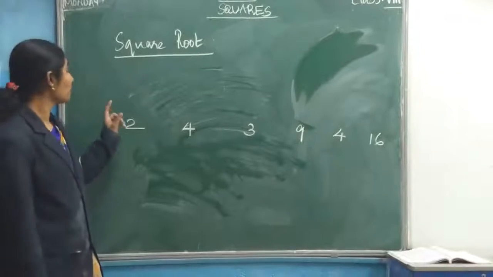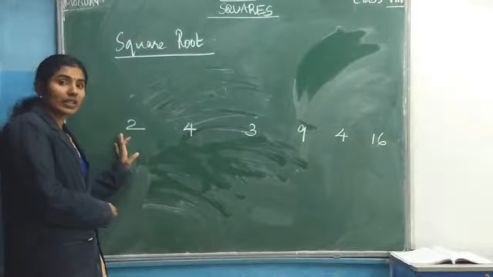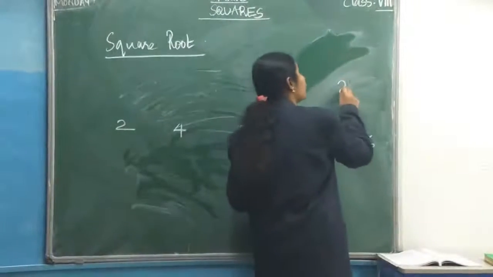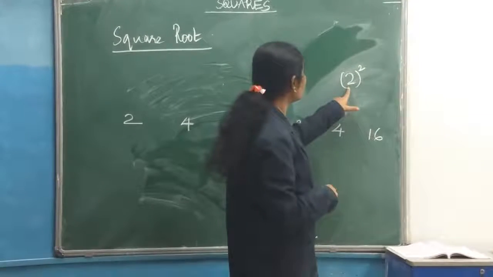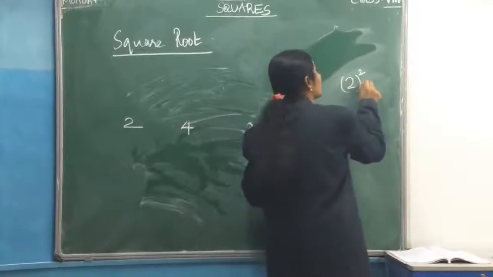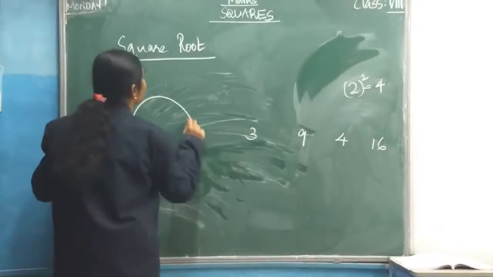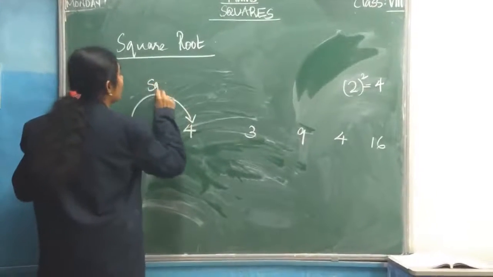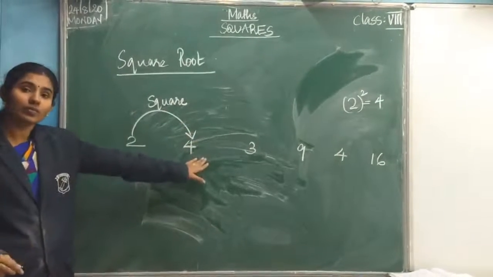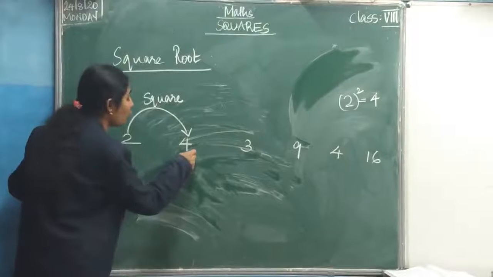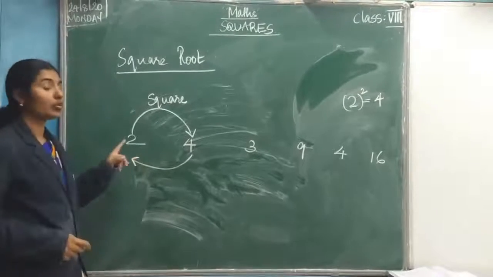Here we see, you know that the square of 2 is 4, isn't it? What does square of 2 mean? You should multiply 2 two times, so 2 twos are 4. So 2 is the square root of 4. When we are given 4, if you take the square root of that, you will get 2.